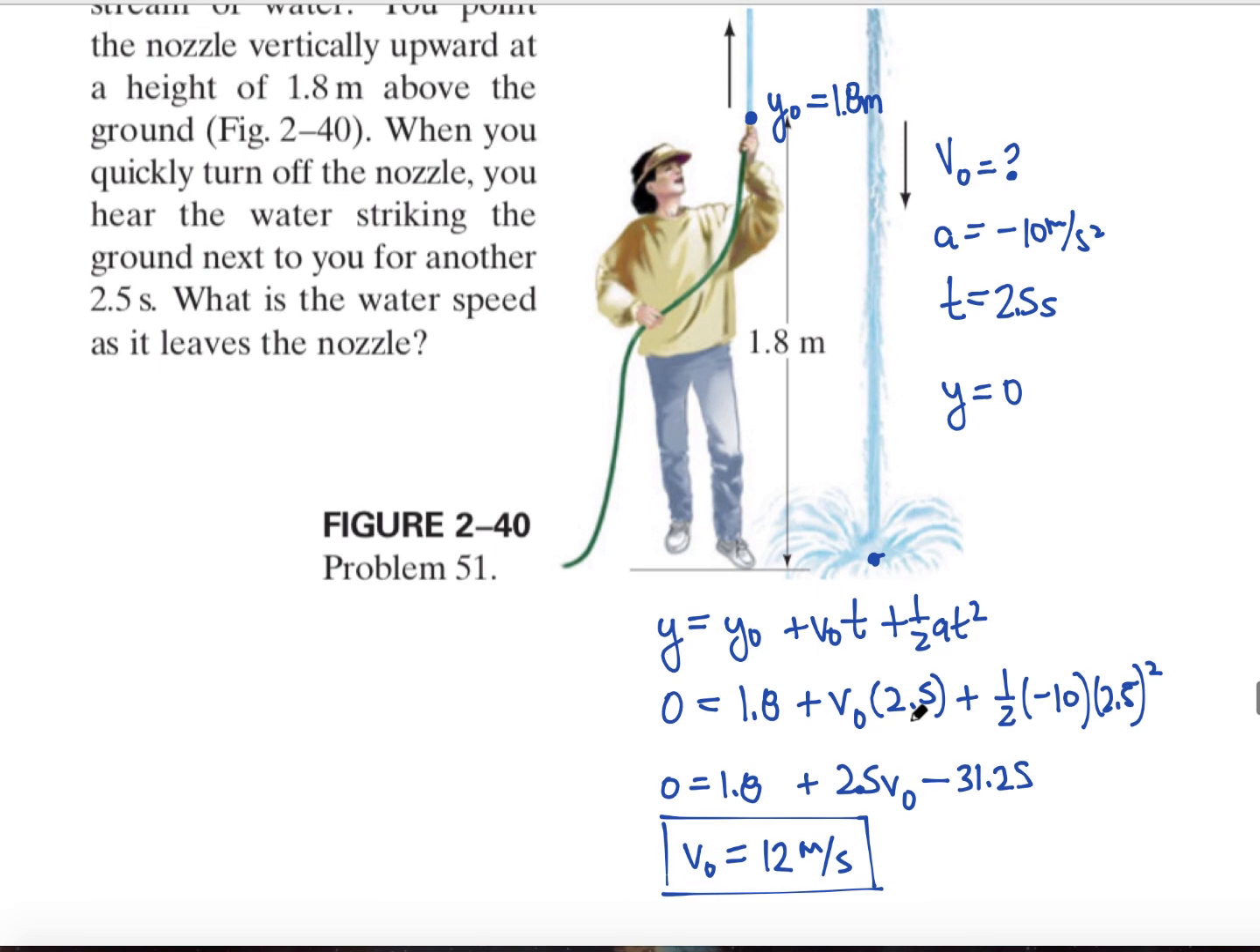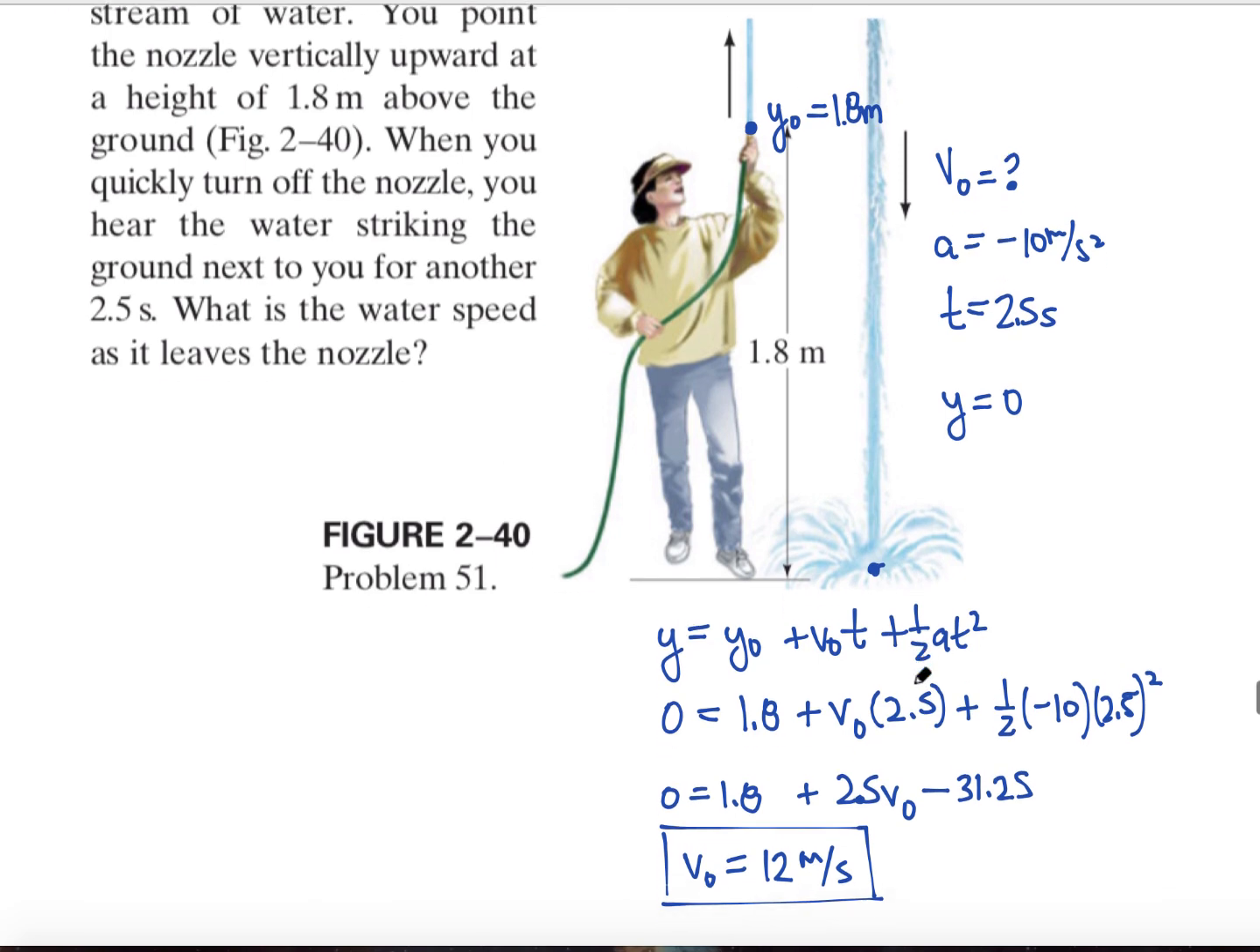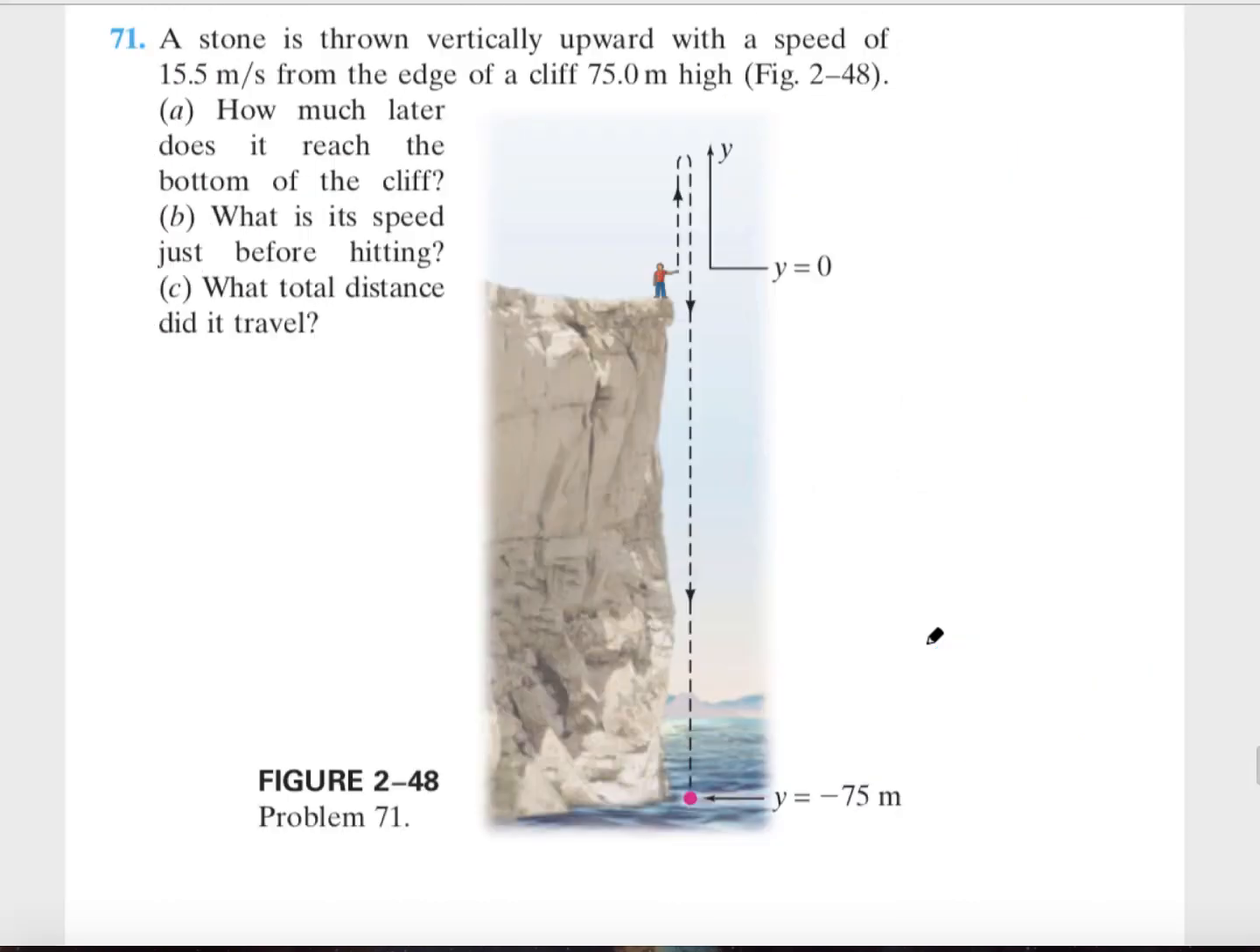And so again, the second kinematic equation is a very versatile equation that we can use for a lot of different purposes. For question number 71, we have a stone that we throw upward with a speed of 15.5 meters per second. So v initial is 15.5 meters per second, from the edge of a cliff that is 75 meters high. So y initial is 0, and y final is negative 75. That's fine. We're setting the initial point right where the ball starts. How much later does it reach the bottom of the cliff?